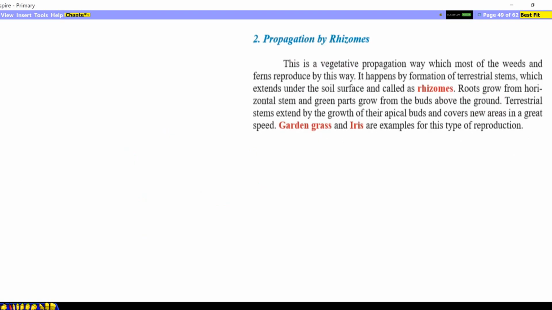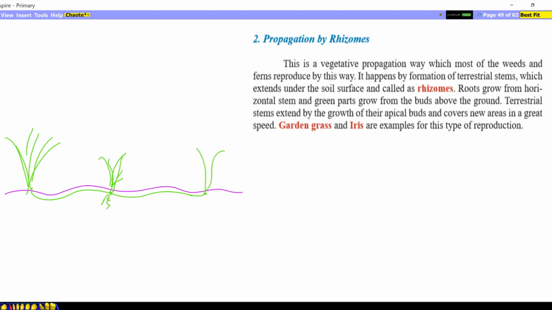Propagation by rhizomes. Rhizome is also a vegetative propagation way by which most of the weeds and ferns reproduce. It happens by formation of a terrestrial stem. Again, a plant, but this plant has an underground stem below the soil surface. So in rhizomes, the stem is under the soil, but closer to the surface. At the node position, again, it vertically forms leaves and roots.